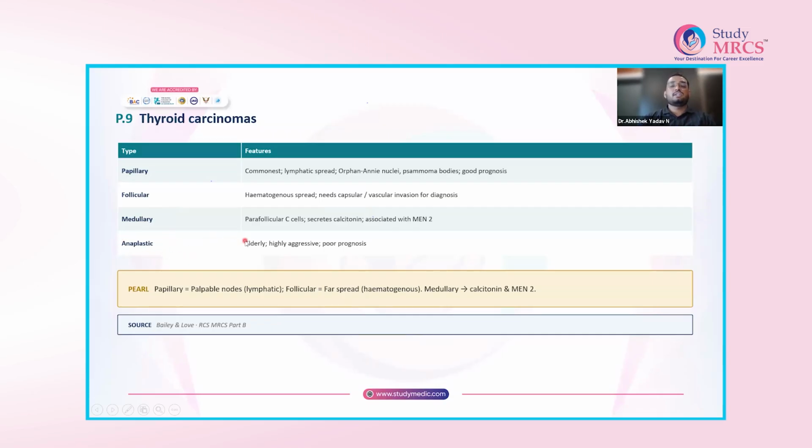Anaplastic tumor occurs in very old age, is highly aggressive, a poorly differentiated tumor with a very poor prognosis. In anaplastic type, we usually give palliative care.